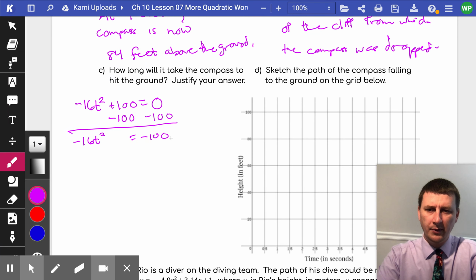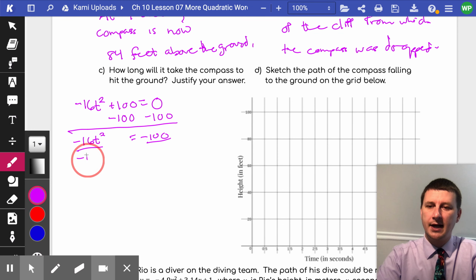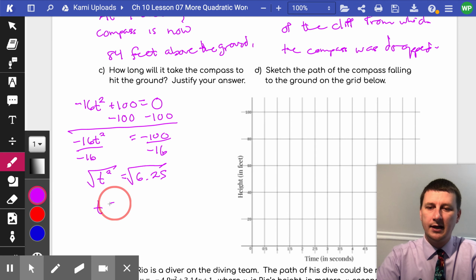Now, I want to divide both sides by that negative 16 so I can get that t squared by itself. And negative 100 divided by negative 16 is going to be a positive 6.25. Now my last step is going to be to take the square root of both sides, and my time is going to be, I believe, 2.5.